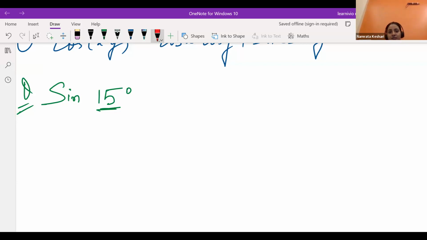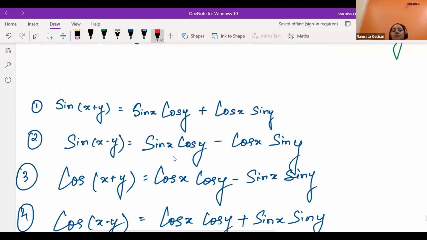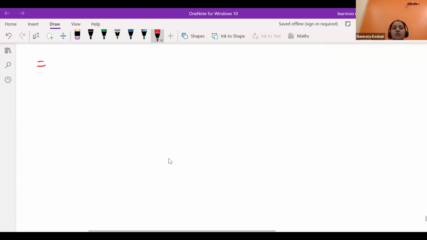Ma'am, we can write it as 45 degree minus 30 degrees. Exactly, we can write it as sine of 45 degree minus 30 degree. Previously, it was not possible to write the value directly. However, a little bit of change in representation is making sense now. Now we know the formula for sine x minus y. We will be using that. The formula we have just now written says that it is sine x cos y minus cos x sin y. So let's write it.